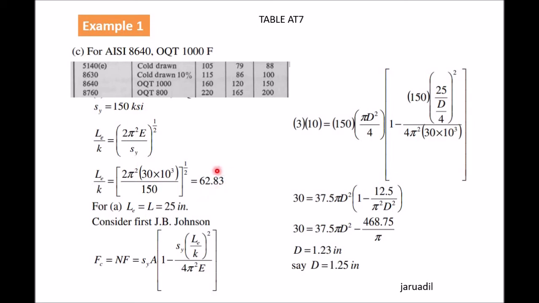So, ito yung pagitan ng dalawa. So, pag gumamit tayo ng Johnson, dapat less than 62.83 ang makuha natin. Kung gumamit naman tayo ng Euler, dapat greater than 62.83. So, kung anong tumama dun, yun yung tamang dimension. So, consider first Johnson. Right? So, sana naiintindihan nyo. So, we have LE equal to 25.